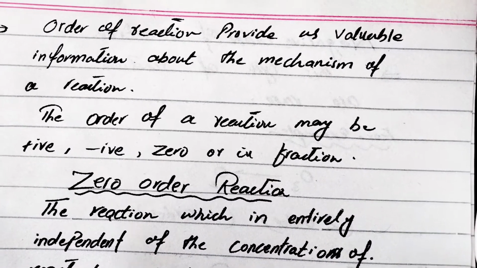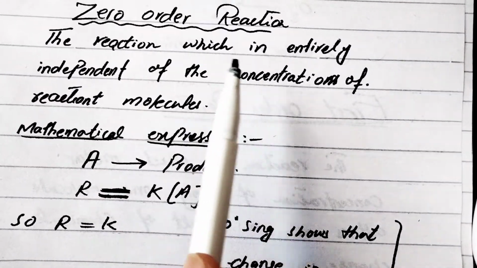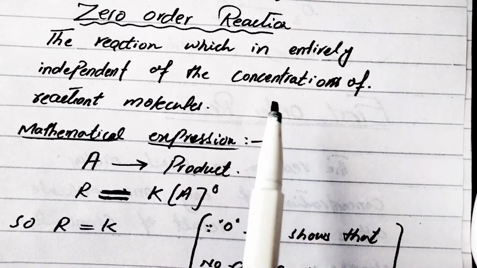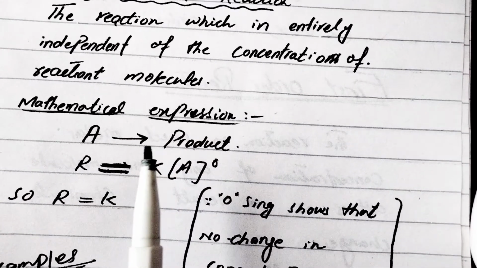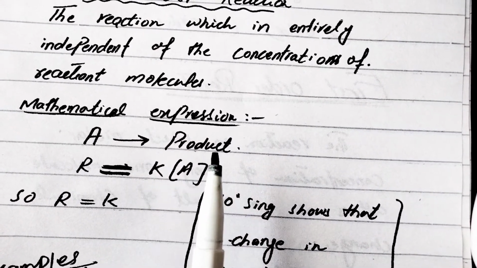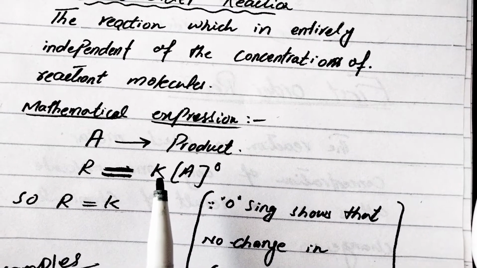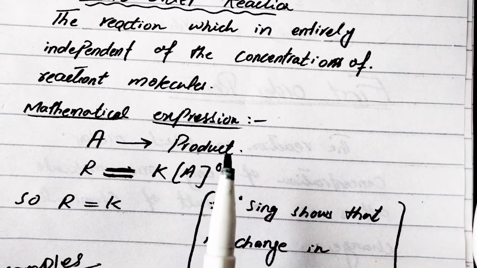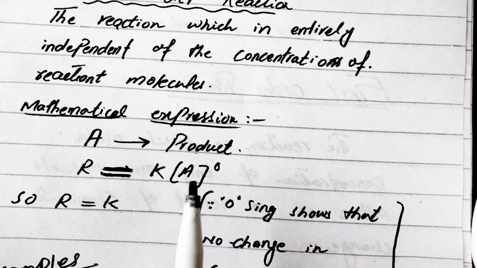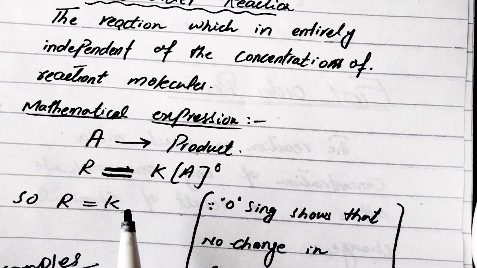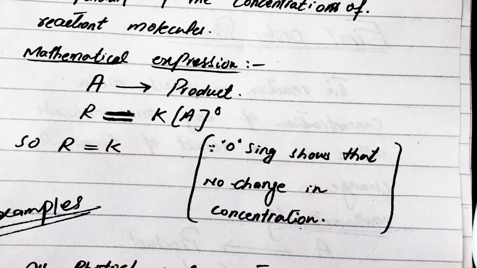Now we will discuss the zero order reaction. What is a zero order reaction? The reaction which is entirely independent of the concentration of reactant molecules. Mathematically, it is expressed as A gives product. Rate equation for this chemical reaction is rate equals k[A]^0, where k is the constant value. Exponent will be 0 because there is no concentration dependence on the reactant. So rate is equal to k. This shows that there is no change in the rate with concentration.